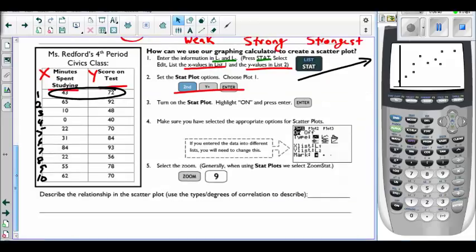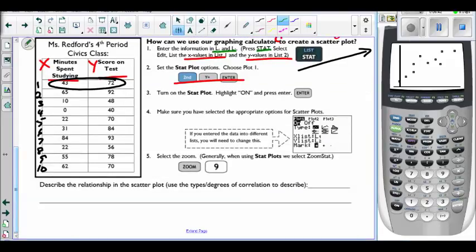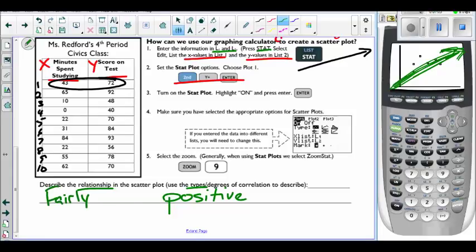So this has a positive correlation. That's going uphill. So if I'm describing the relationship, the type is positive. And they're pretty well connected with that line. They're not perfectly along that line, but they're pretty well connected on that line. I would say this is a fairly strong positive correlation.